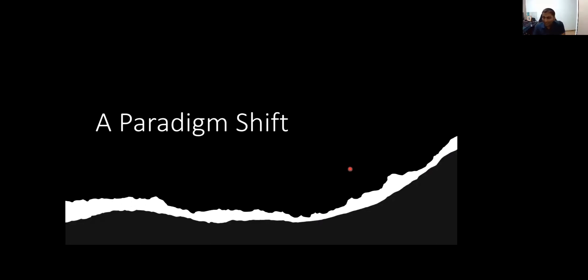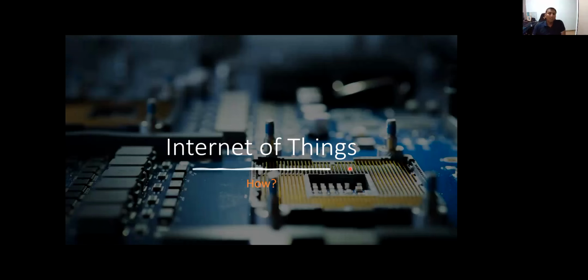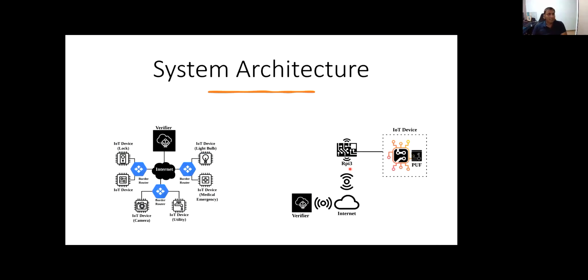Okay, let's move to the next section, which is how do we implement the Internet of Things. Okay, so this would show you a basic system architecture of an IoT system.